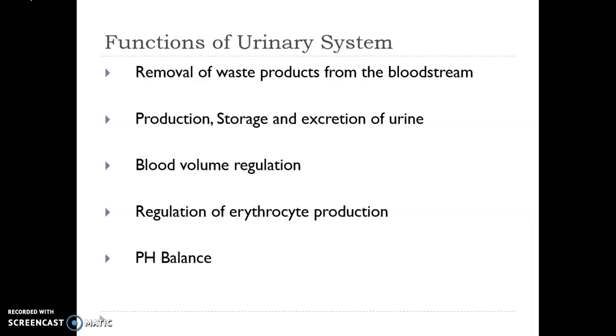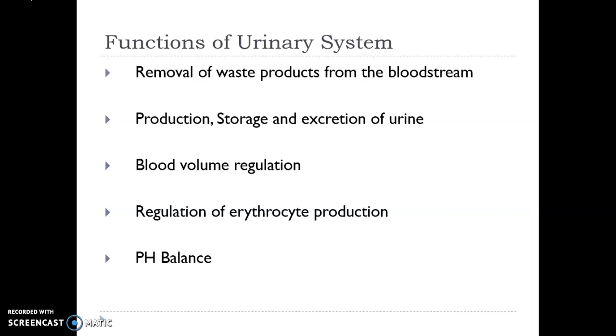Now, the urinary system produces urine, right? It filters blood to produce urine. The urinary system also stores the urine for some period of time, and then finally the urine is excreted out of our body. Our urinary system constantly monitors our blood volume and produces hormones that regulate blood volume. We will talk about this in depth later in this chapter.